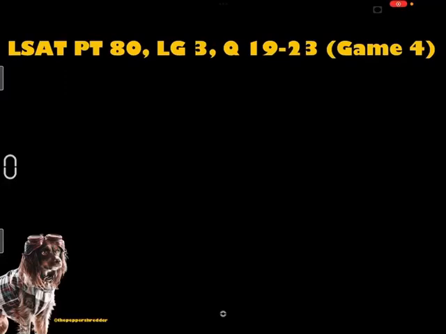We are looking at LSAT Practice Test 80, Logic Games Section 3, questions 19 through 23. Game 4 is a transactions game. There are 3 actors: R, S, and T. We know that they own Class 1, 2, or 3 buildings.